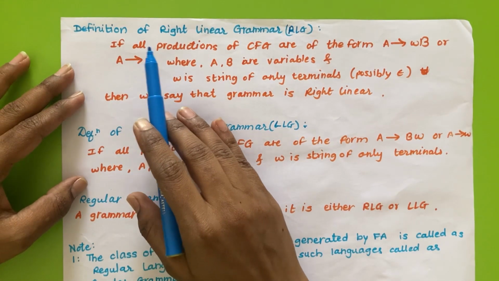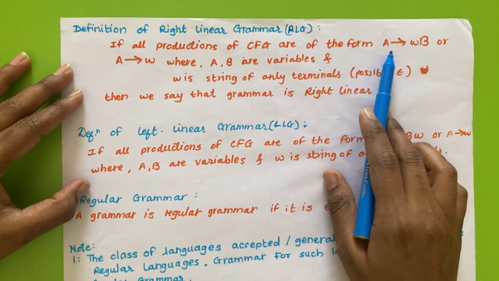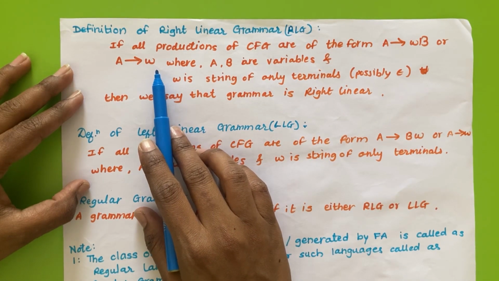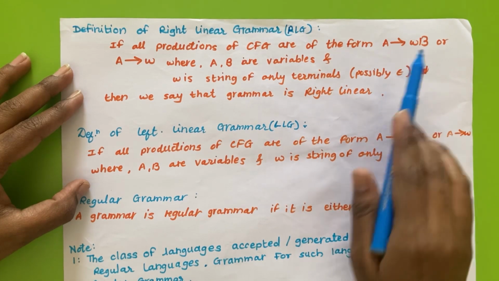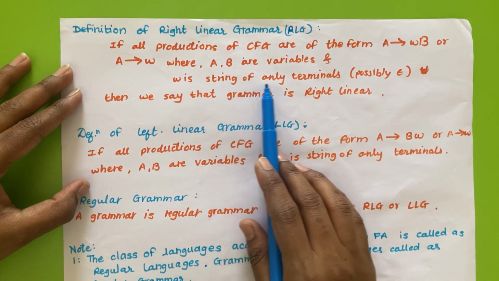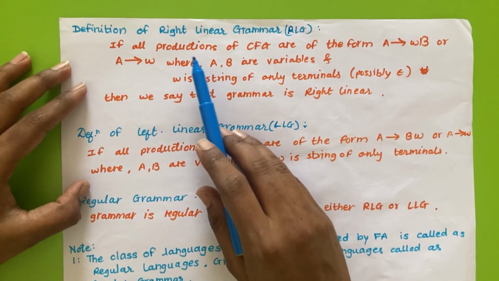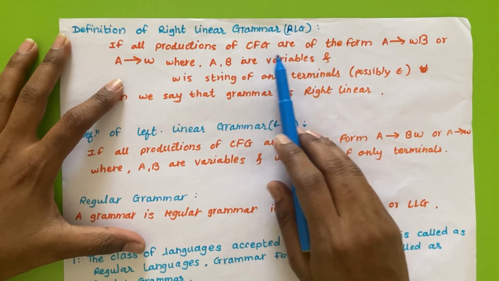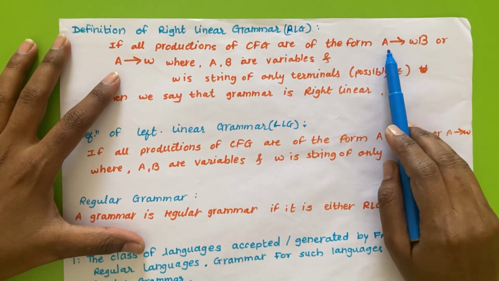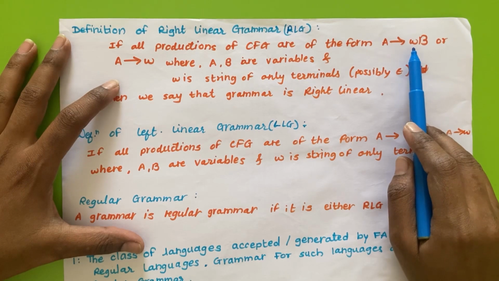First we will see what is meant by right linear grammar. So if all the productions of a CFG are of the form A tends to WB or A tends to W only, where A and B are variables and W is a string of only terminals, possibly empty also. Means if we have the productions of the CFG either in this format or in this format, where A and B are considered variables and W is any string of only terminals.